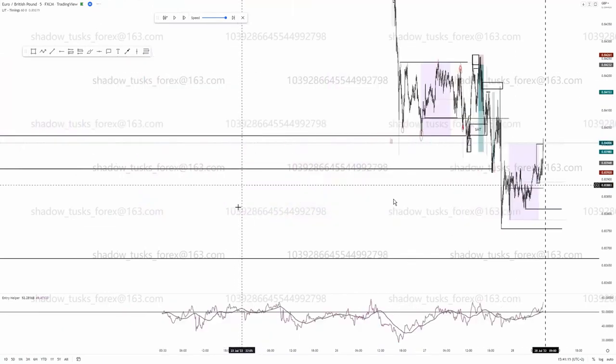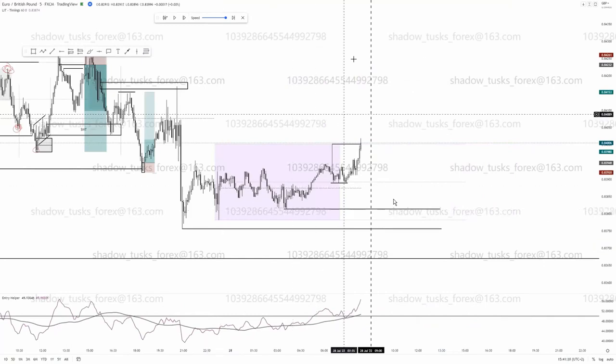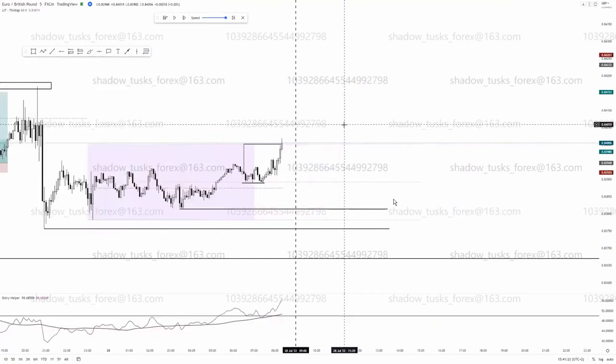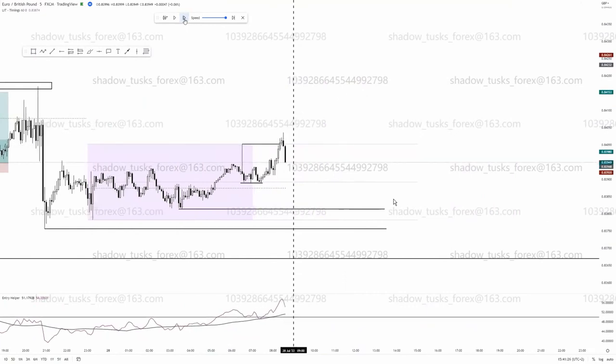We know that we've got liquidity lower as well. This is potentially a false reaction from that. We could continue higher as well. We do have to consider that. Okay, so let's keep going.